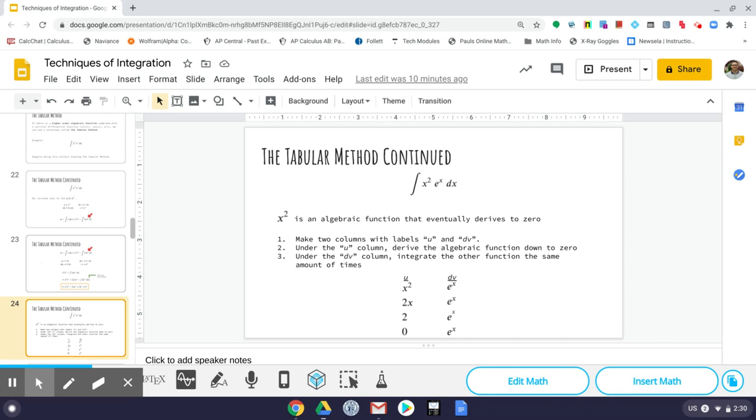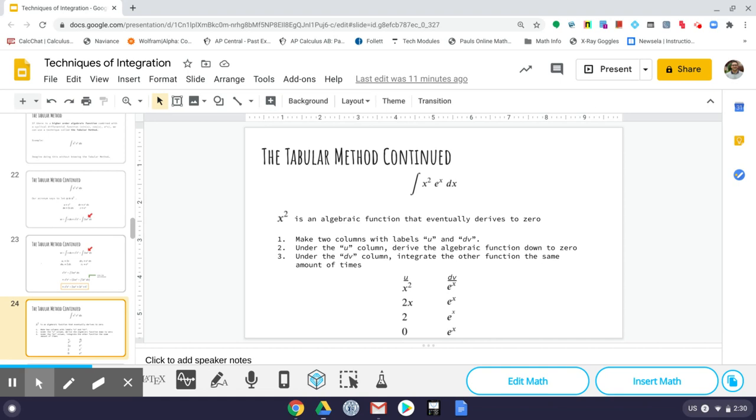So the first thing I noticed is that x squared is an algebraic function, and it eventually derives to 0. As soon as we have that, that is a really important part. I've got an algebraic function. If I kept taking successive derivatives of x squared, it would eventually go to 0, right? And you can see that on the bottom column there under u. Right? You can see that those are all derivatives.